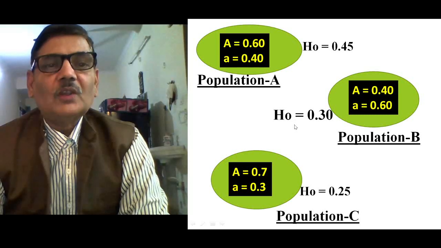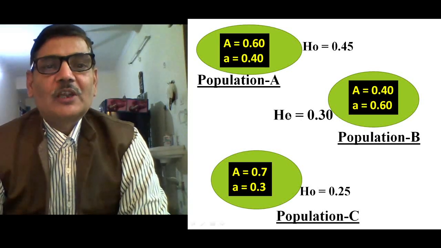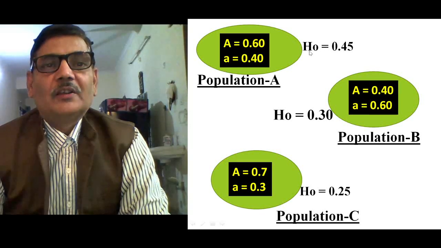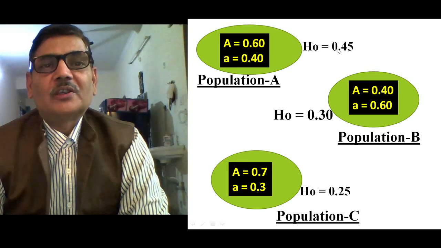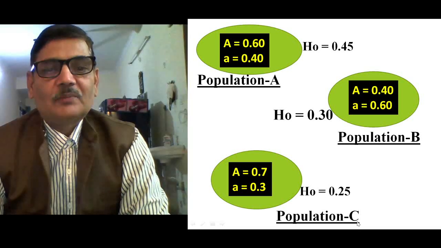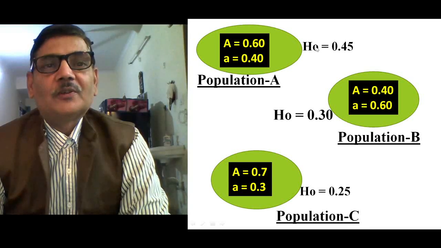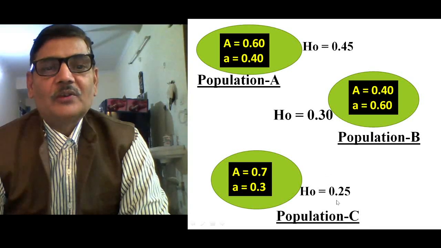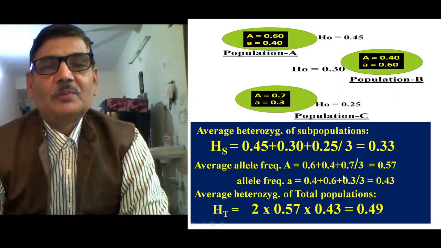For that, we will be analyzing the average heterozygosity of subpopulations. We are observing that this HO, that is observed heterozygosity, is 0.45. In the second case, population B, it is 0.30. In case of population C it is 0.25. So we will add the observed heterozygosity of these three populations and take its average. Let us see how this is being done.